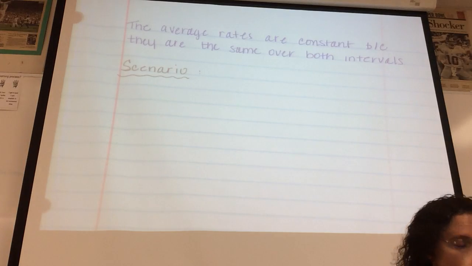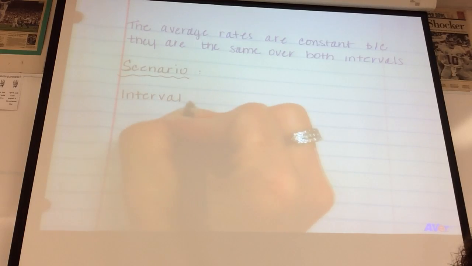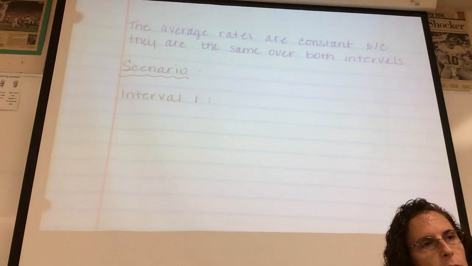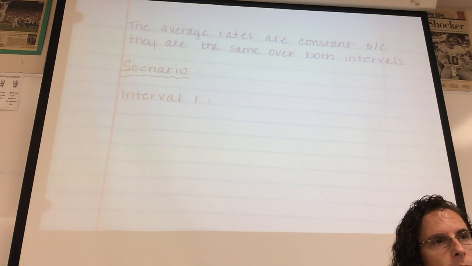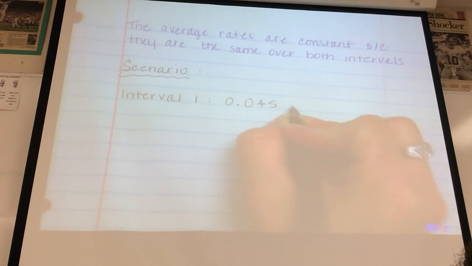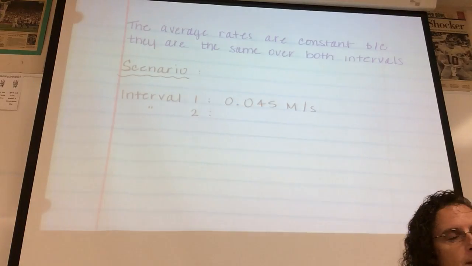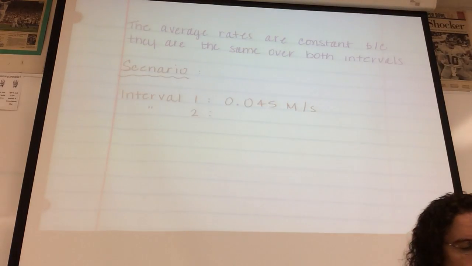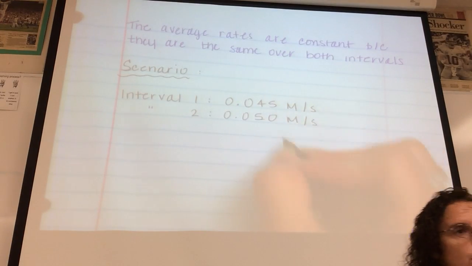What if they weren't constant? Right, and that's a great question. That's exactly where I was going. So what would you like the rate to be over the first interval? Pick anything, something close to what we picked, so it makes sense. 0.045. Okay, so 0.045 molar per second, and now pick a rate for interval 2. It just can't be the same. 0.050. Those are not the same.